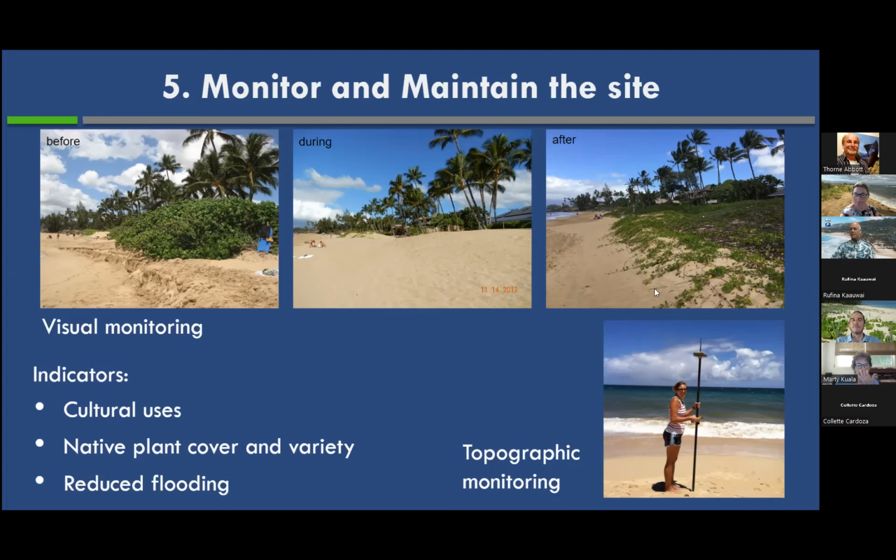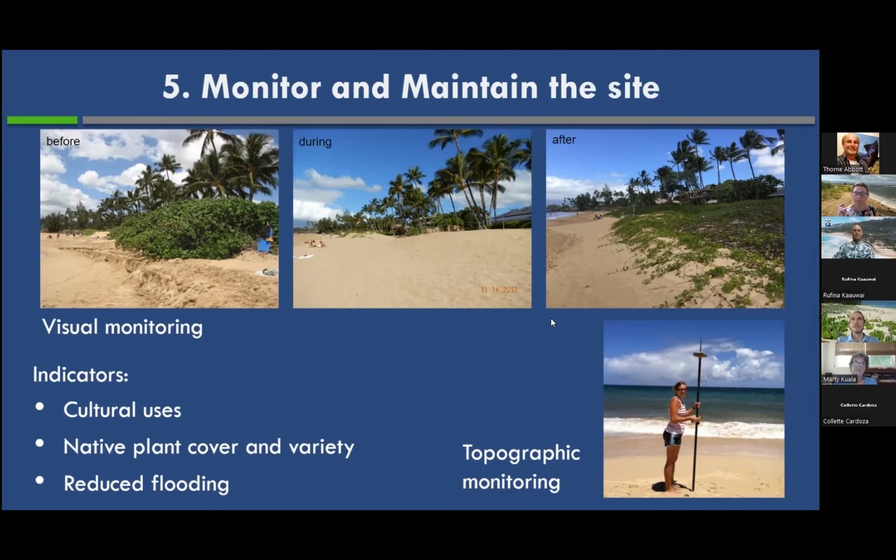So other monitoring activities involve replacing posts and rope, replacing the fencing, making sure the signage is all in good shape, and making sure that people are utilizing the pathways that you've designated. Some of the monitoring indicators that we can use. The most simple is really just like you see here, before, during, and after pictures. You know, what did the site look like before the restoration was done, and how does it look now?